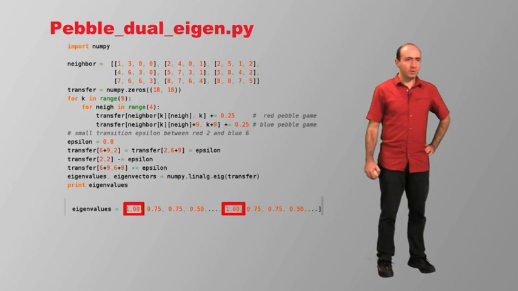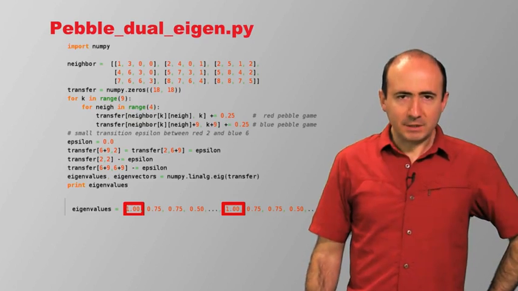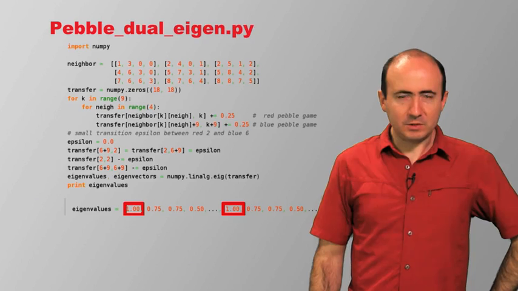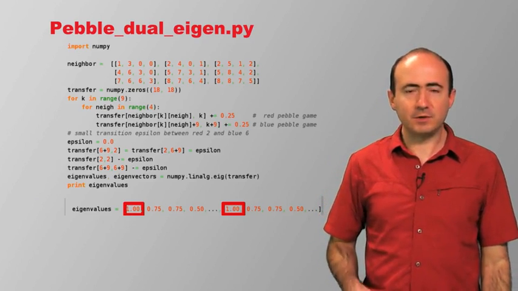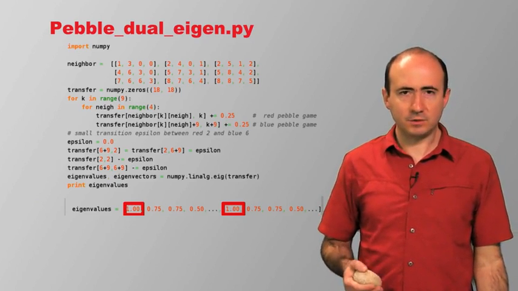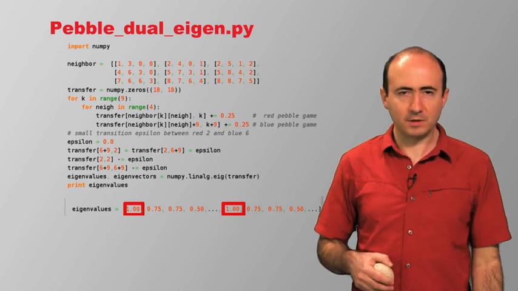We are also in a mathematically annoying situation because the transfer matrix of our dual pebble game has two eigenvalues 1. This is described in the program pebble dual eigen.py. Mathematicians describe this situation that we must avoid as stemming from the reducibility of the transfer matrix of our dual game.